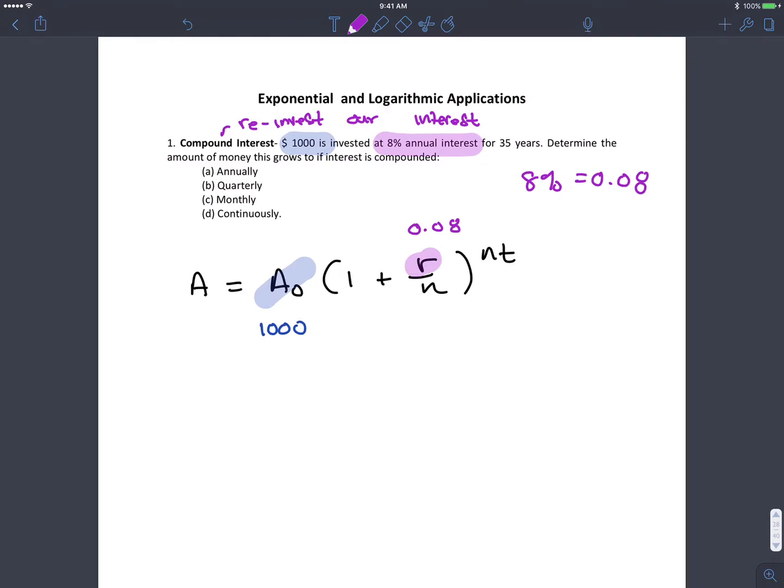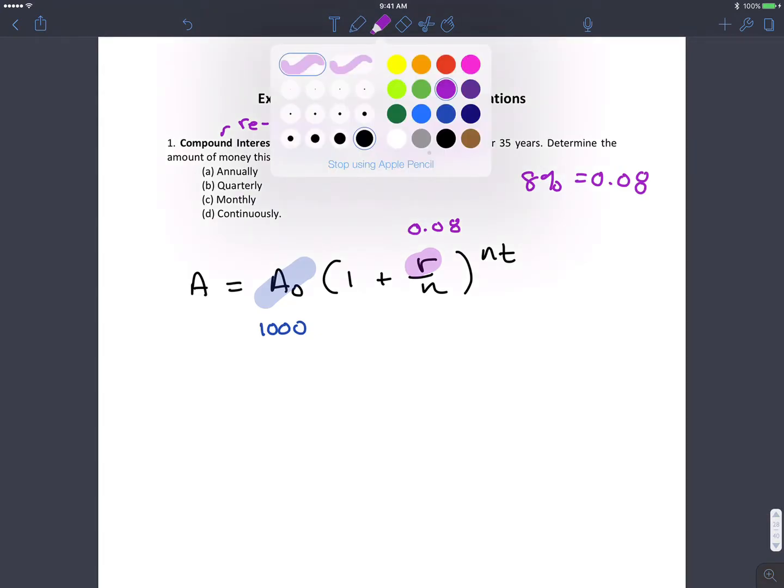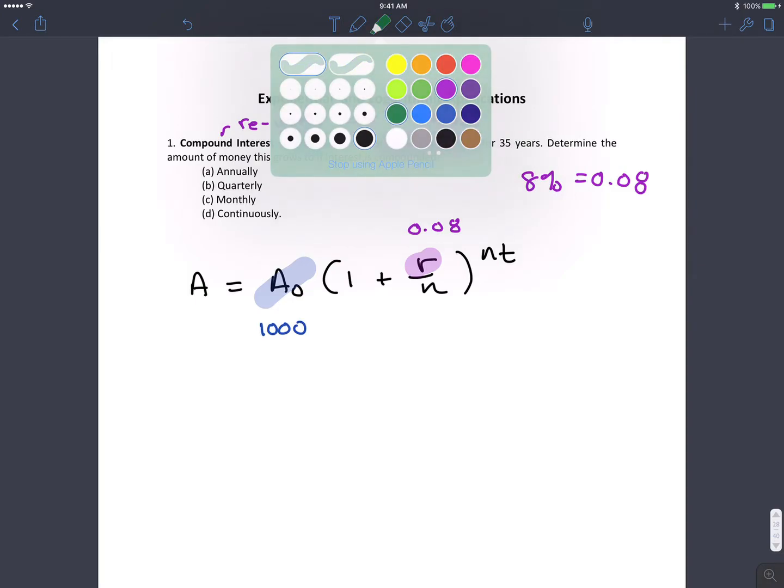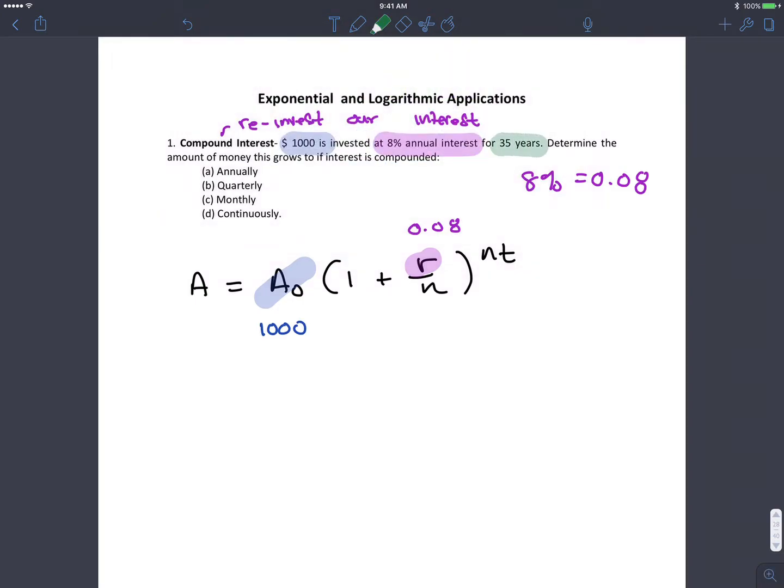Before we talk about N, because we're going to have to go in some detail, let's talk a little bit about time. The time we're going to invest is 35 years. So our T value here will be 35. That leaves us with the quantity called N here. And N is how our interest is reinvested, how it is compounded. And if I read the question here in part A, it's compounded annually. In part B, it's compounded quarterly, and then monthly, and then finally continuously.